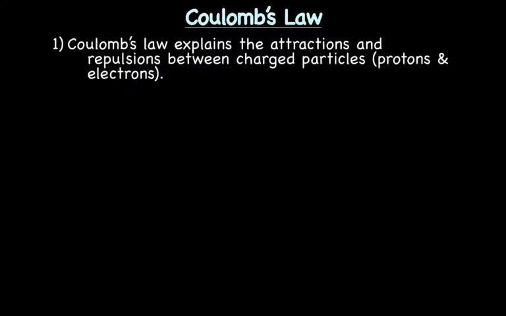All right, before we start talking about the actual trends or patterns seen in the periodic table, let's talk about a couple things that underlie those trends. And the first one is Coulomb's law. So Coulomb's law explains the attractions and repulsions between the charged particles. And here the charged particles are the protons, which have a positive charge, and the electrons, which have a negative charge. So Coulomb's law says F equals k times q1 q2 divided by r squared.